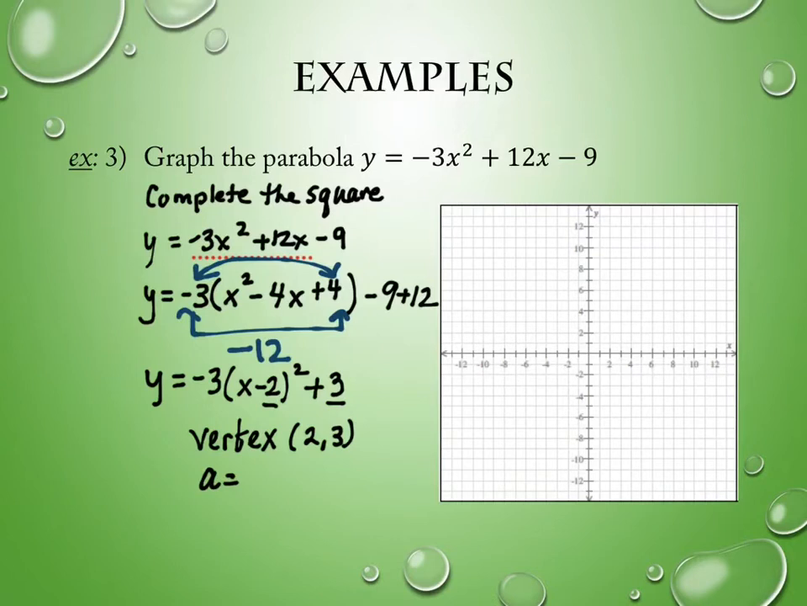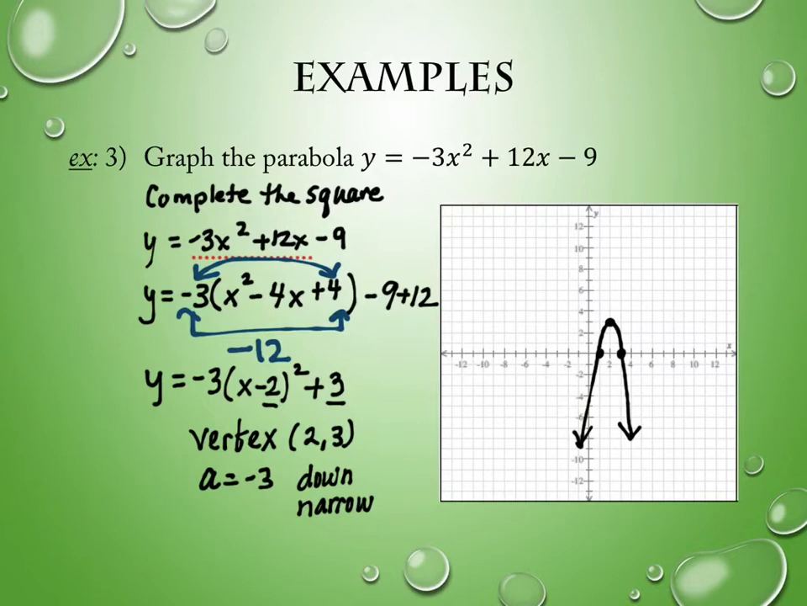And then my amplitude being -3 means it's going to open down and be narrow. So 2, 3 would be right here. And then an amplitude of -3 means we go down 3 and left 1. Oops. And down 3 and right 1. So these are my secondary points that I will then connect in a smooth U shape to look something like that. So there's a lot more work on the front end of this one, getting it to be in the standard form.